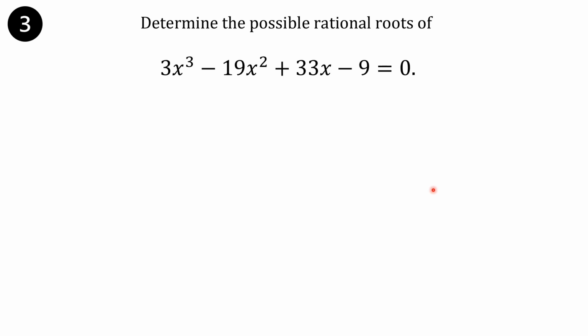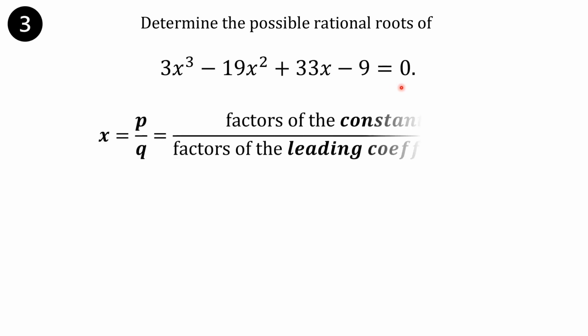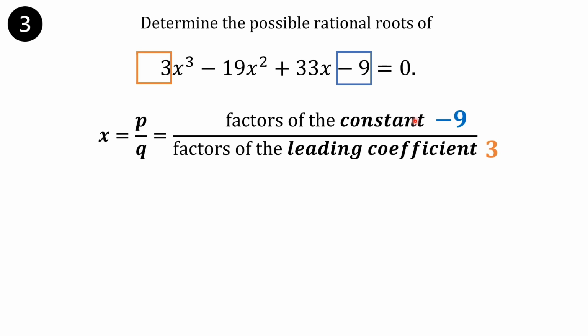Next example, 3x cubed minus 19x squared plus 33x minus 9 equals 0. x is equal to p over q, where p is the factors of the constant, and q are the factors of the leading coefficient. Determining the constant, it is negative 9. The leading coefficient is positive 3.